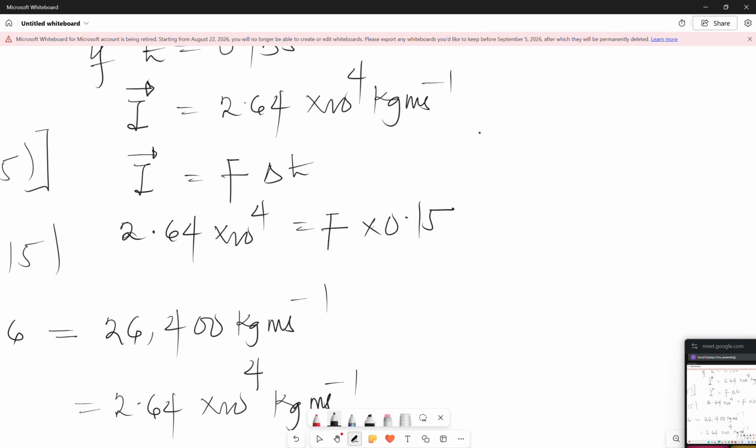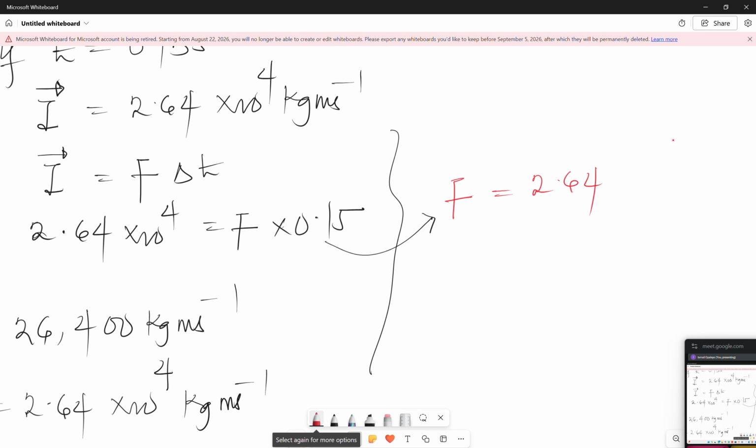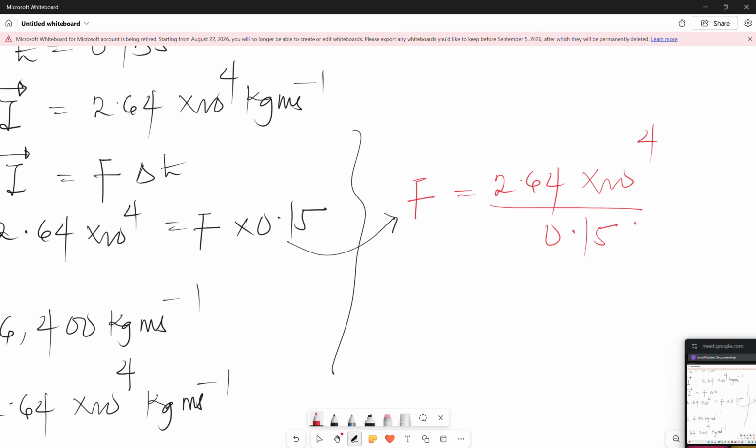So from here, you'll be able to have that your force F will be equal to 2.64 times 10 to the power of 4 divided by 0.15. So when you do the division, what do you get, please?